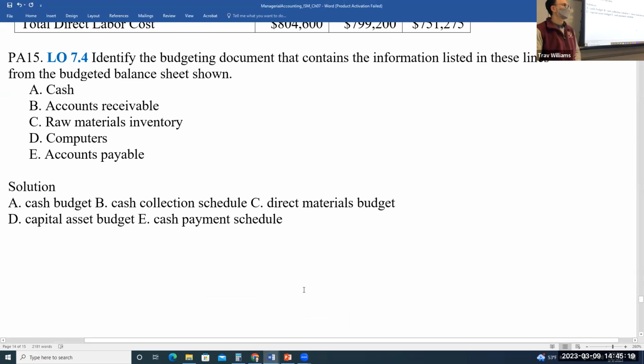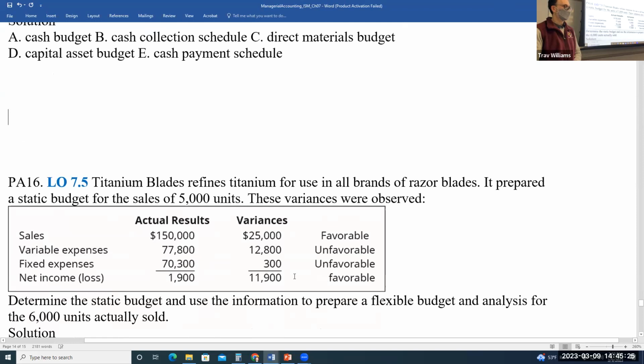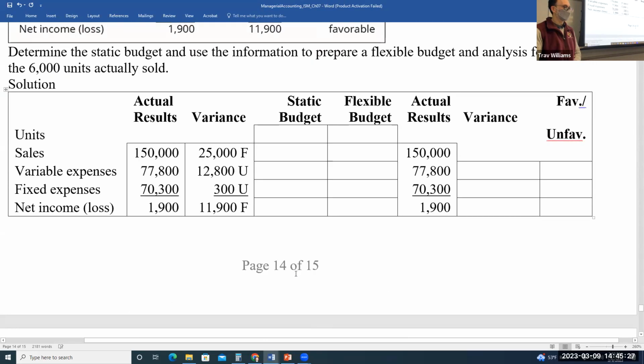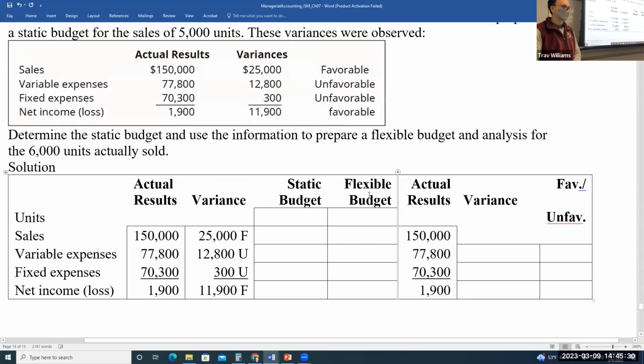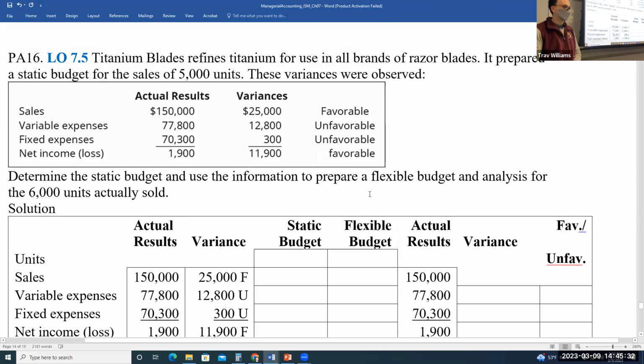All right, so that's it for 15. Any questions there? All right, we'll go on to our final one, number 16. So this is a variance analysis.